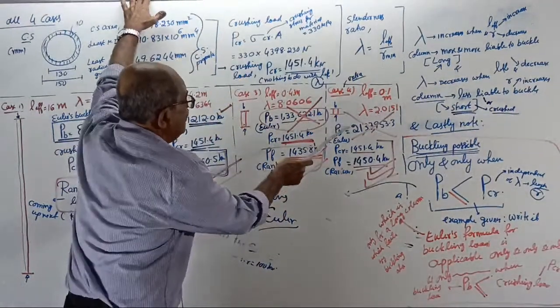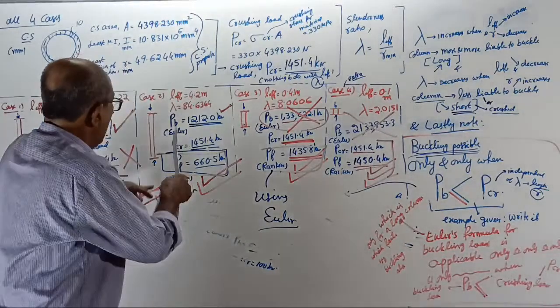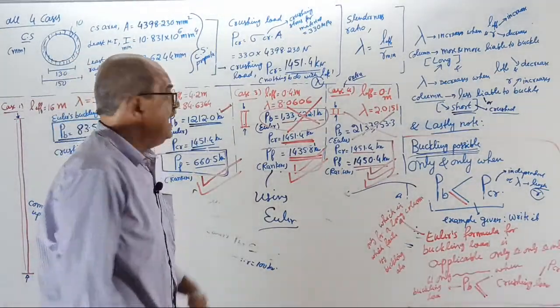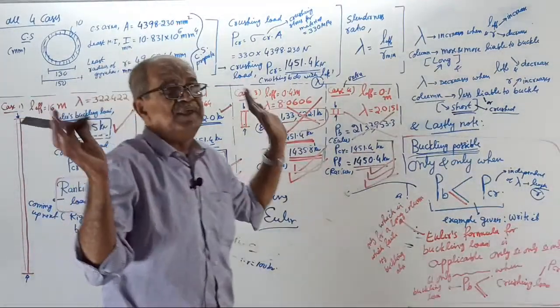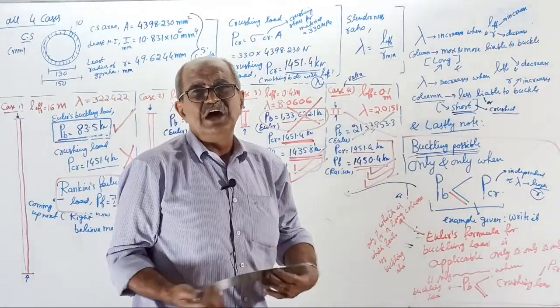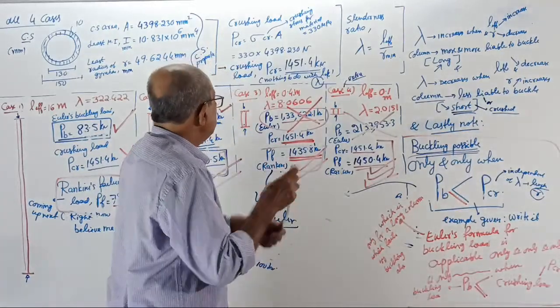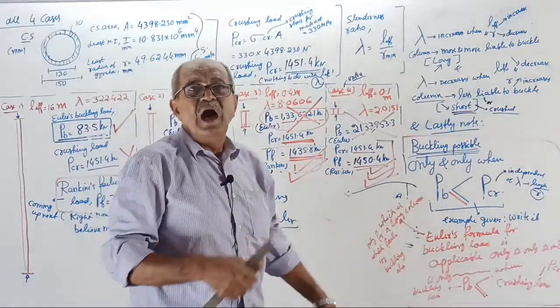All this is Euler we imagined. If Euler is there, he will tell me here. He will call me. Yes, but how dare you use my formula for such a short column? I am not applicable. I will tell him, sorry Euler, I used it just to show others what will happen if I use my formula, your formula. But he will tell me, how did you use it?